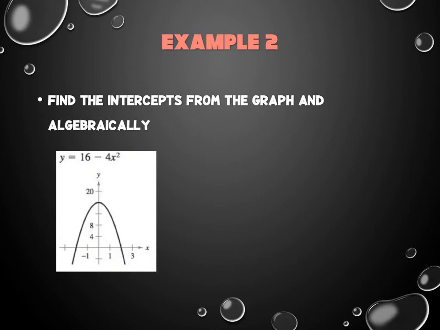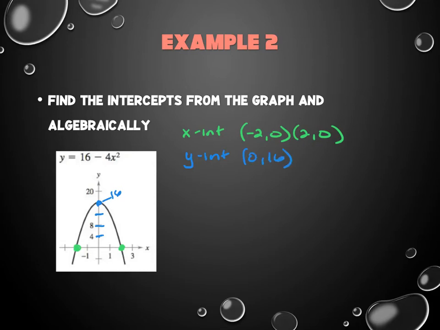So when we look at an example of that, this one says find the intercepts from the graph and algebraically. From the graph, I would literally just figure these points are both -2 and +2. So my x-intercepts are at (-2, 0) and (2, 0). And then for the y-intercept, it's here. We're jumping by 4s here. So 4, 8, 12, this would be 16. So the y-intercept would be (0, 16).